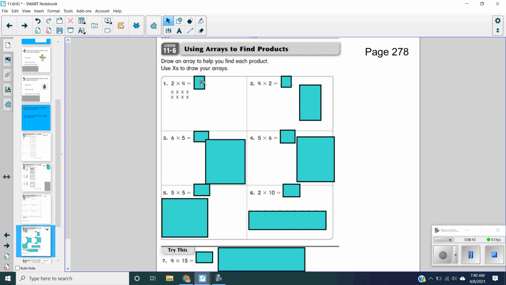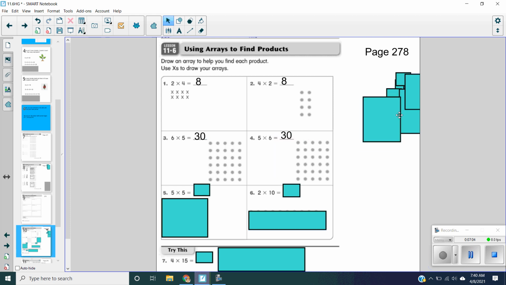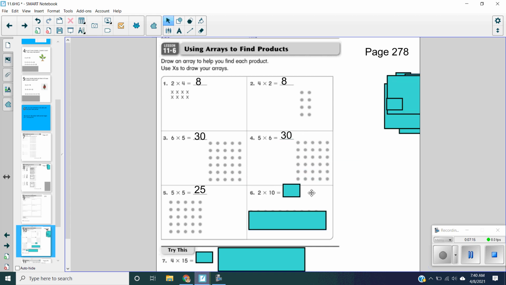All right, so I'll talk about my page 278 if you want to check your answers. So we know that 2 times 4 is 8, so 4 times 2 is also 8, and my array looks very similar, showing the 8 dots. I know that 6 times 5 is 30, and then the turnaround fact, 5 times 6 is also 30, and I have my arrays, and maybe you have one of them turned. That's okay too. I know that 5 times 5 is 25, and I have a 5 by 5 array that I created. I know that 2 times 10 is 20, and then I showed that with my array.